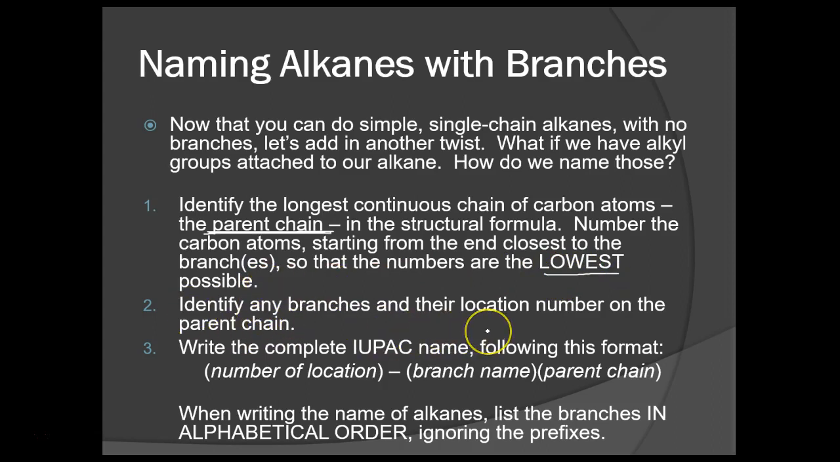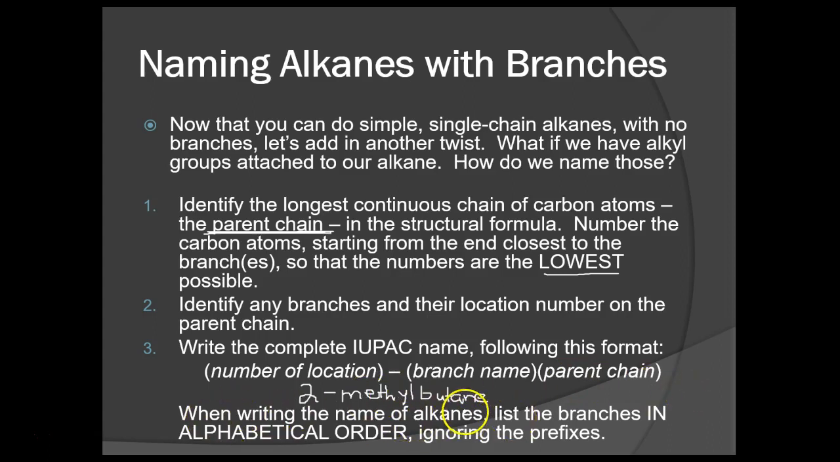We're going to identify any branches and their location number on the parent chain, and then write the IUPAC name using the following format. The number of location, so let's say for example it's coming off of carbon 2, then we'd write a 2 and then a hyphen, and then the branch name, so it might be methyl. There's our branch, methyl meaning a 1 carbon branch, and then our parent chain, let's say it's attached to butane. So it would be 2-methylbutane. That's what it would look like if we wrote our name out like that.